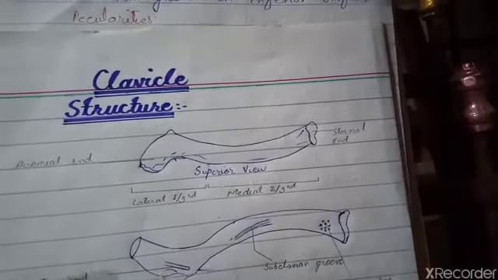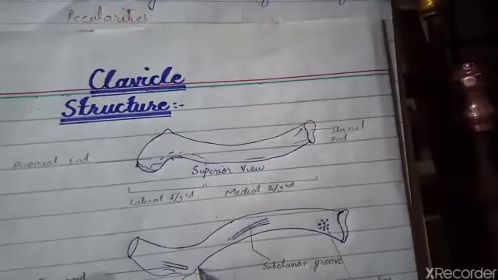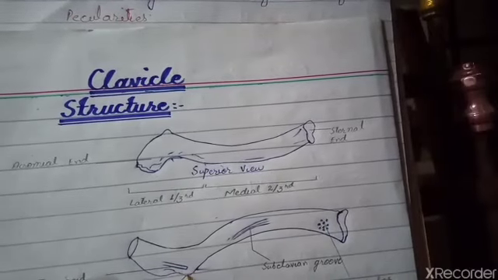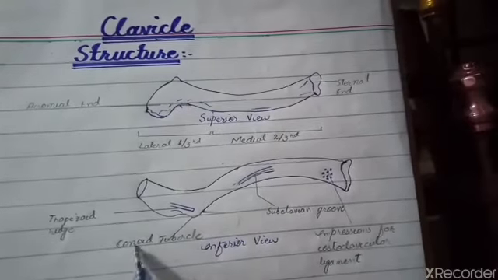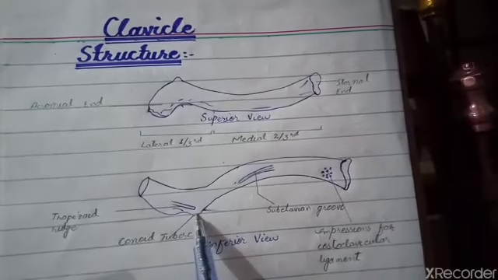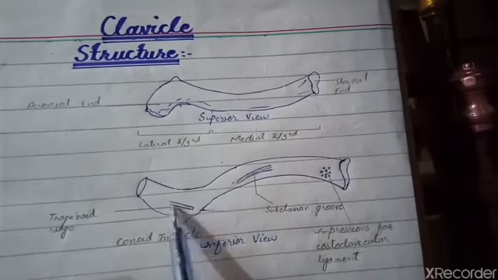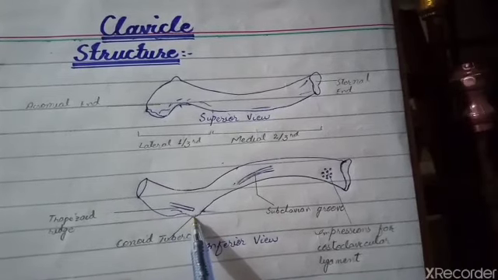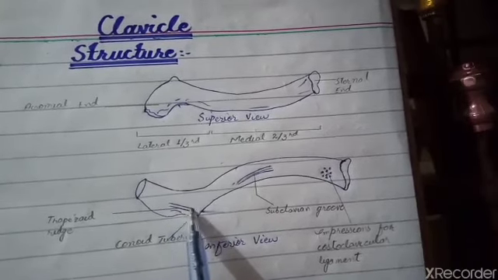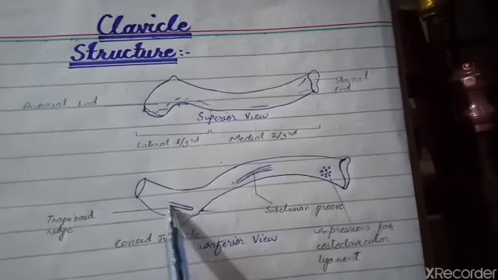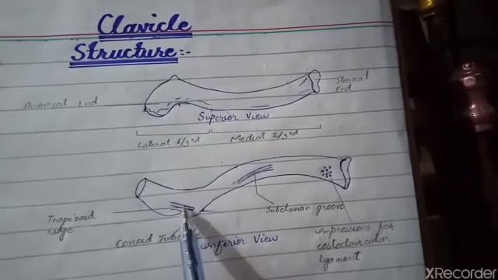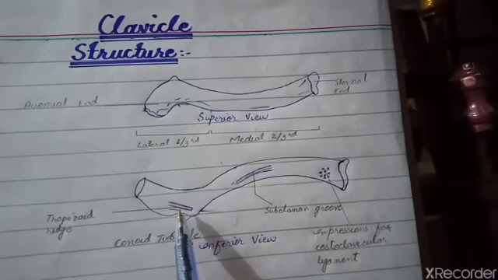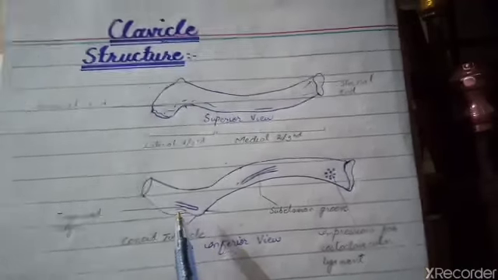And this is its inferior surface. Look, this inferior surface has an elevation. This elevation is called the conoid tubercle. On the lateral aspect of this tubercle is a ridge. This ridge is called the trapezoid ridge. These are meant for the attachment of the ligaments. We will discuss these ligaments later.